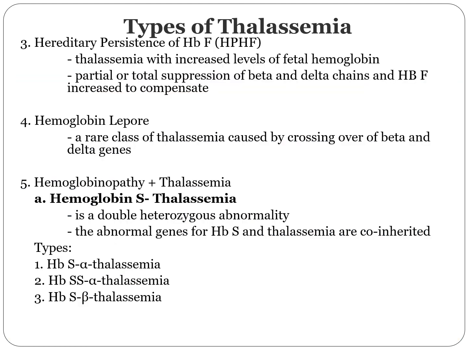Next is the hereditary persistence of hemoglobin F, thalassemia with increased levels of fetal hemoglobin. Then we have also the hemoglobin Lepore, a rare class of thalassemia caused by crossing over of beta, and we have the delta chain as well. Hemoglobinopathies plus thalassemia is another type of thalassemia in which there is a combination of hemoglobinopathies plus thalassemia.